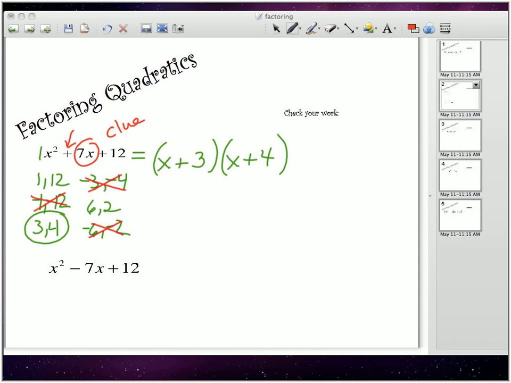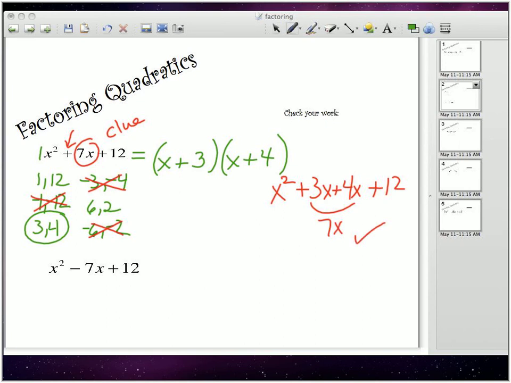Just check it. I'm going to use distributing, and if I do x times x, I get x squared. 3 times x will give me 3x. 4 times 3 is going to give me 12. And 4 times x is going to give me 4x. When I add those up, I notice I do get 7x as my middle term, so this totally checks.